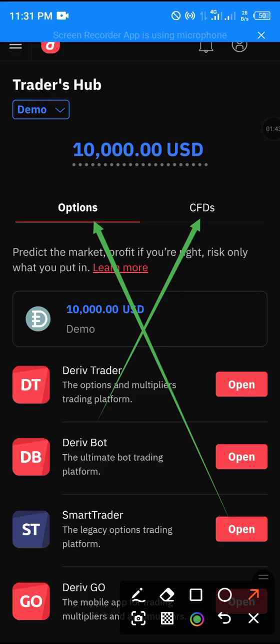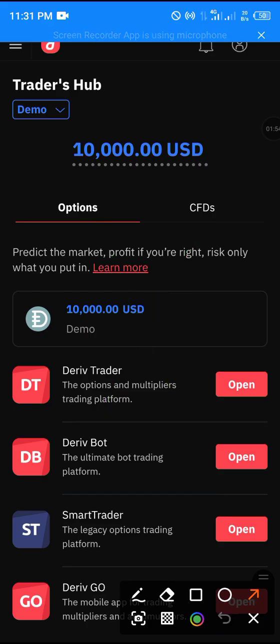And this is also CFDs. If you want to trade commodities and forex, that is for CFDs. Now, this is options, where you can actually trade. If you want to enter a trade, once you open your trade, this is how it will look. This is how a real account looks also, for those of you who have created accounts.